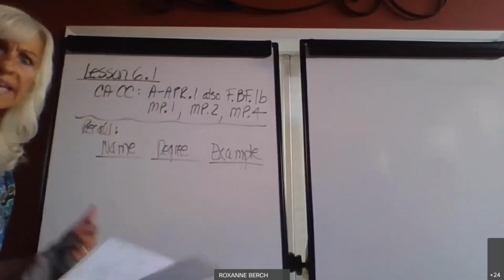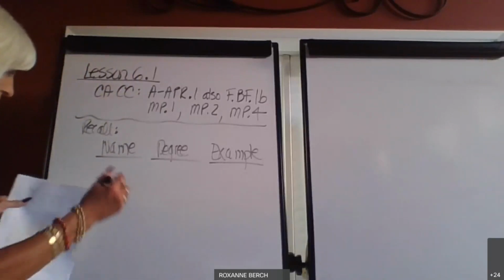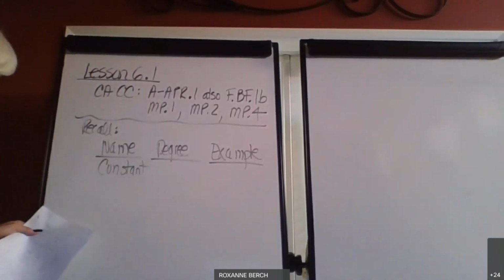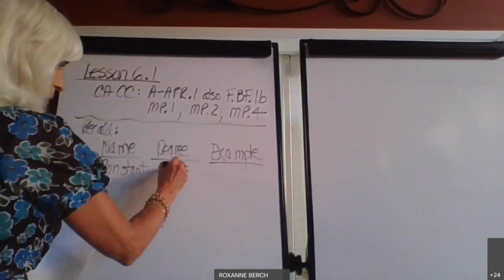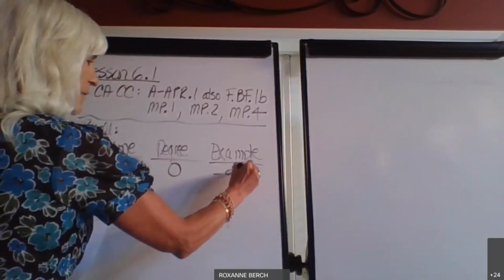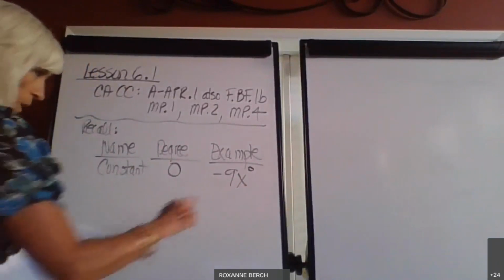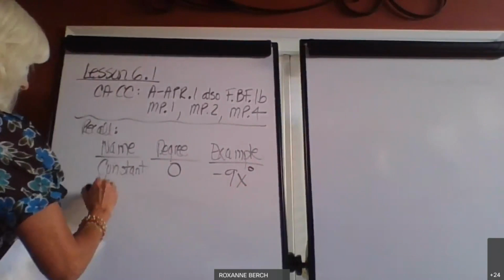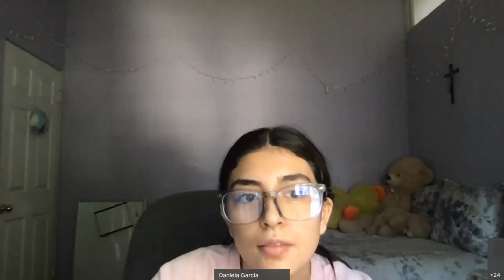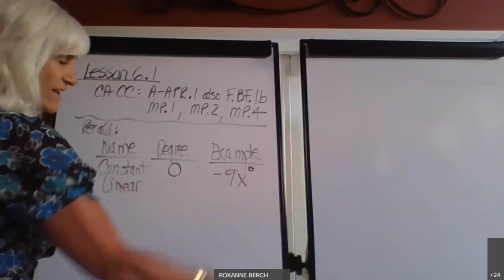So I'm going to show you this another way. This is another representation of what I showed you. The name is a constant. The degree is 0. An example would be negative 9x to the 0. Because what's x to the 0? Do you recall? Isn't it 1? Yes. So doesn't this mean negative 9 times 1, which is negative 9?